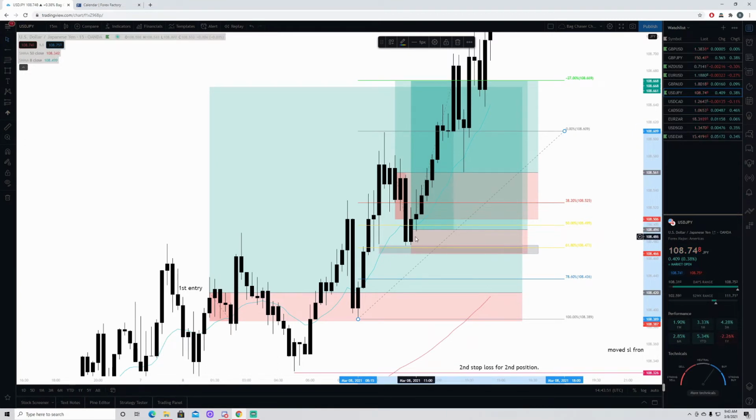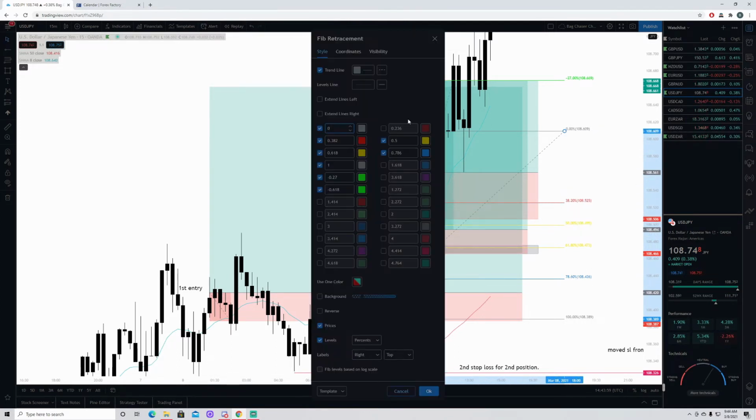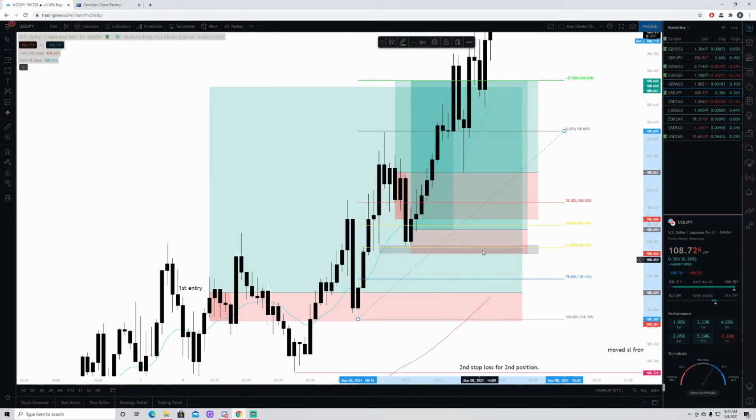And you want it to retrace either in this gold zone, or this blue zone. And I'm going to pull up my Fibonacci settings to show you what my settings are. So you can pause the video and copy these numbers and make sure you check the boxes and have the colors aligning. And yeah, that's how you get on new positions.